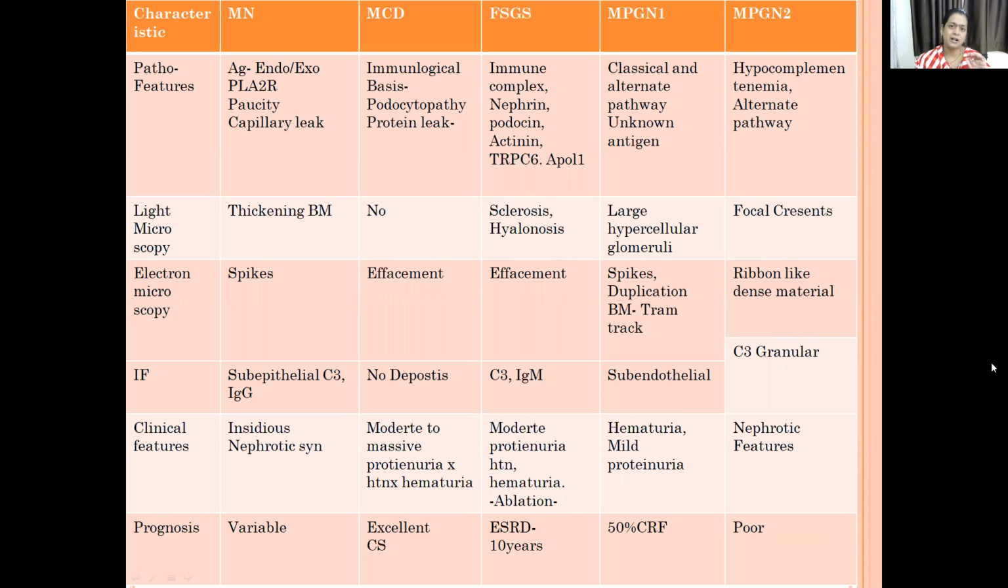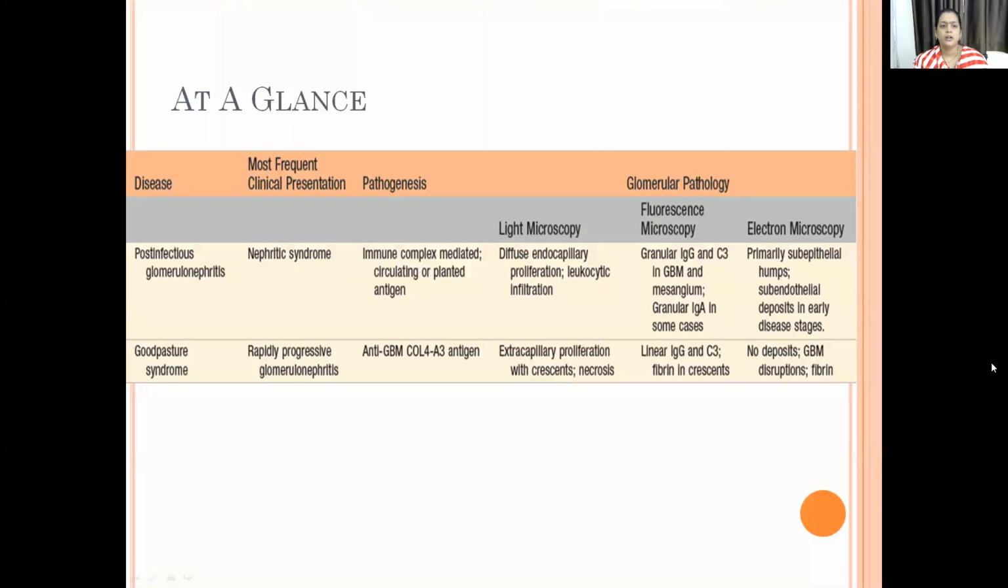So this is a flow chart. If you remember this, you can write any kind of nephrotic syndrome, primary glomerulopathy. So at a glance, we'll see what the nephritic features are and what we have dealt with now, that is, the nephrotic features. In post-infectious glomerulonephritis, the clinical presentation is nephritic syndrome manifested by hematuria, oliguria, and, as I told you, red cell casts and azotemia. The pathogenesis is usually immune complex mediated.